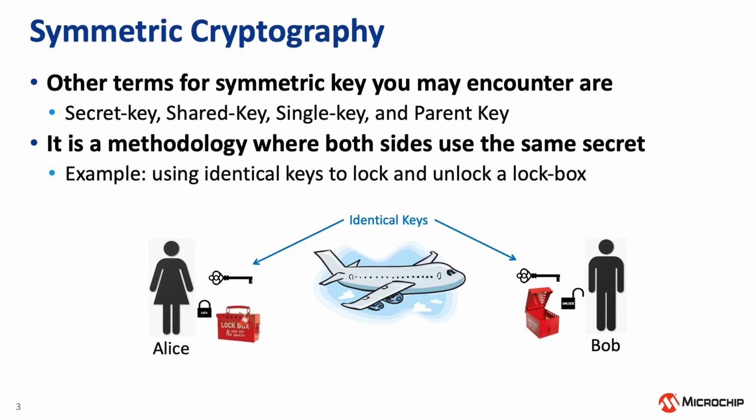If you can imagine two people, Alice and Bob. Alice goes off to a hardware store and buys a lockbox. And this lockbox comes with two identical keys. She gives one to Bob, and now Bob has the same identical key. And then they can use this box to go back and forth to send secrets to each other. And nobody else can see those secrets except each other.